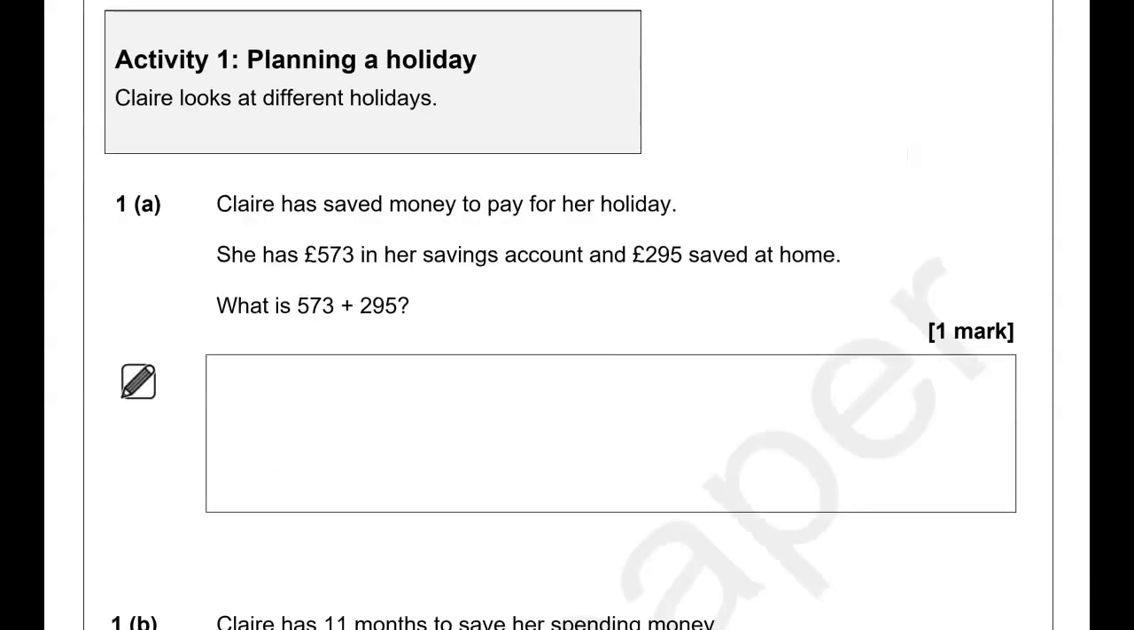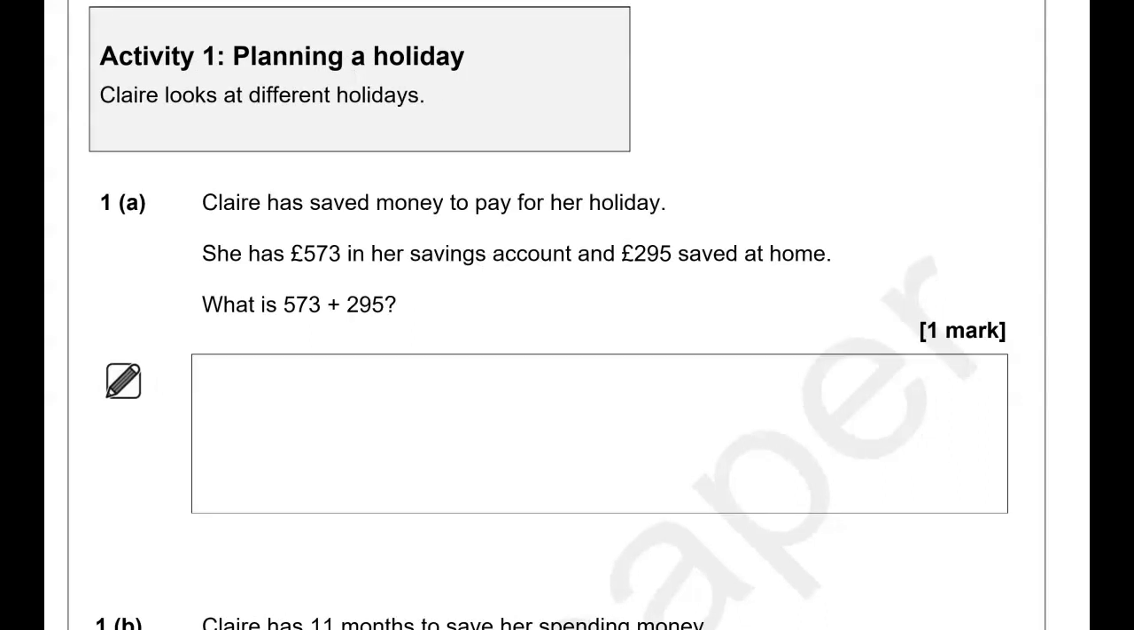Activity 1, planning a holiday. Claire looks at different holidays. Claire has saved money to pay for her holiday. She has £573 in her savings account and £295 saved at home. What is 573 add 295?